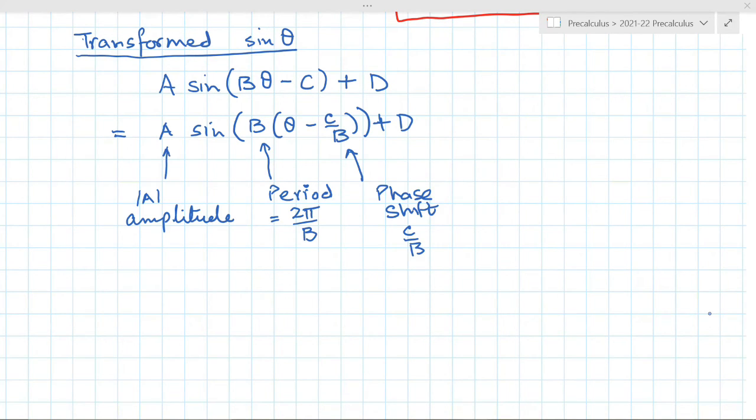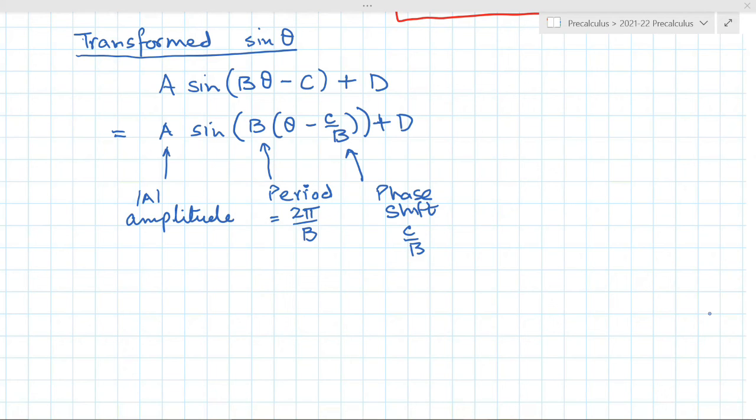The absolute value of A gives you the amplitude, because if it is negative, the whole thing flips, but the amplitude is still positive. And B tells us the period. We saw last time how that happens. If B is factored out from theta, then the period is 2 pi over B. And when it is theta minus whatever, that is the phase shift.